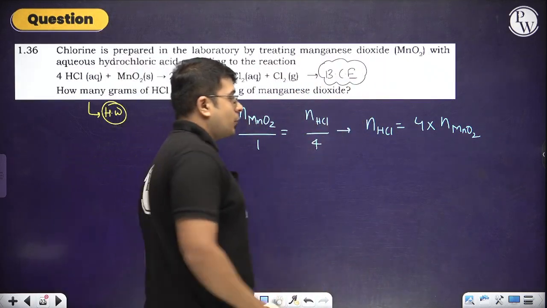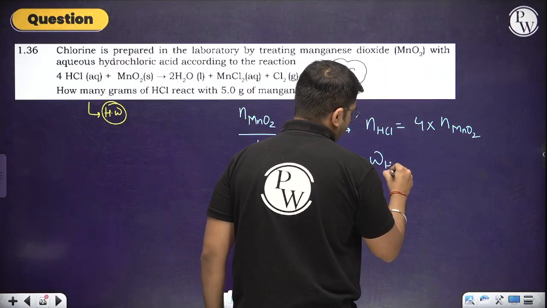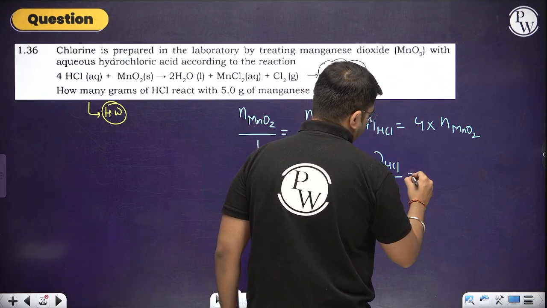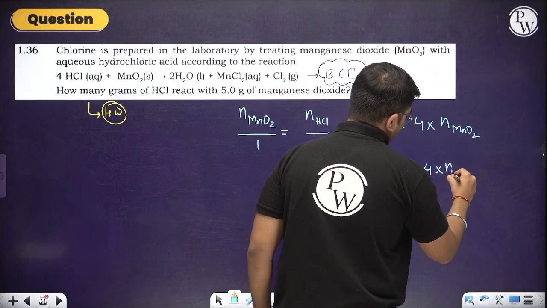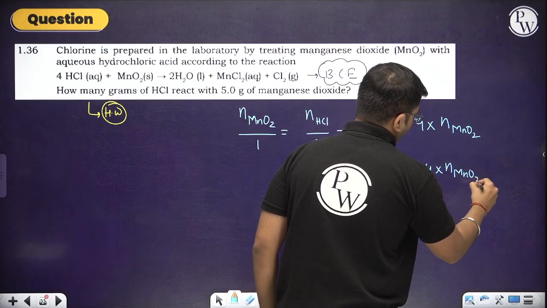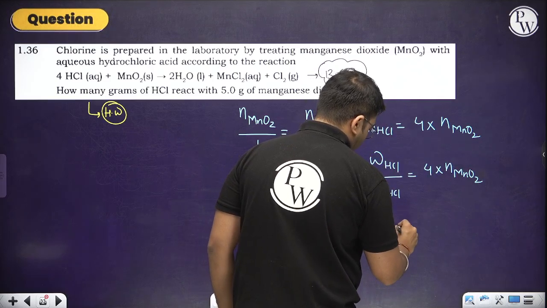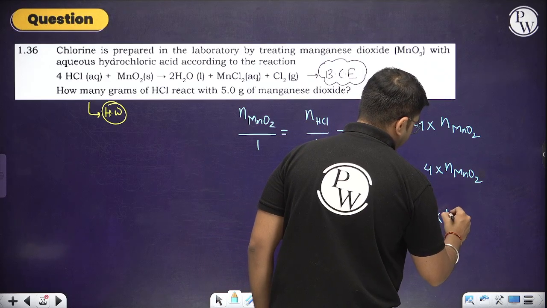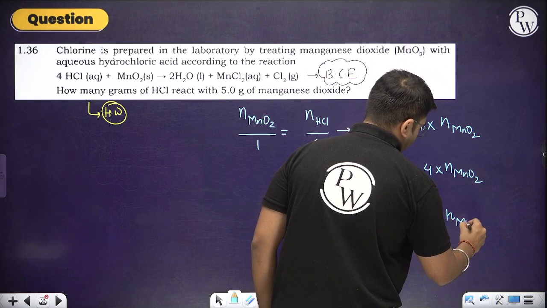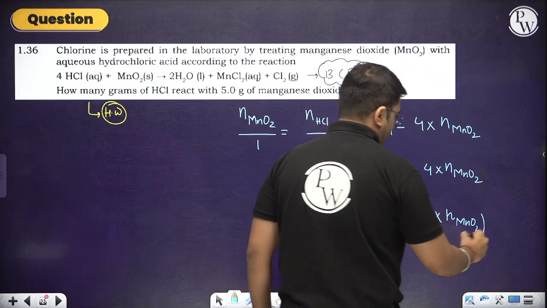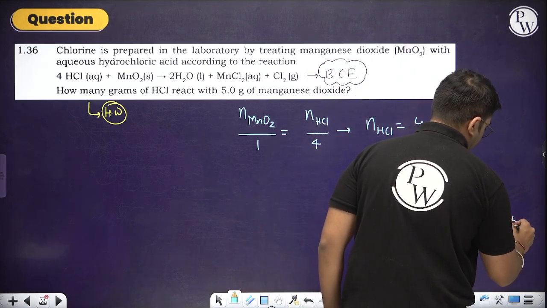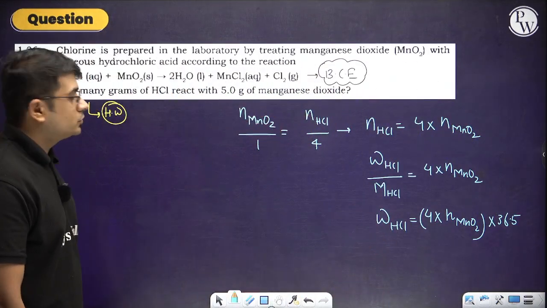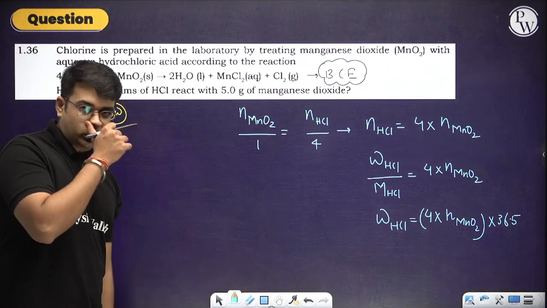Then expand this formula: W of HCl divided by molar mass of HCl will be equal to 4 multiplied by number of moles of MnO2, and you can say W of HCl will be equal to 4 multiplied by number of moles of MnO2 multiplied by 36.5. That's how you will get your answer very easily. So the same application you can apply for this question also.